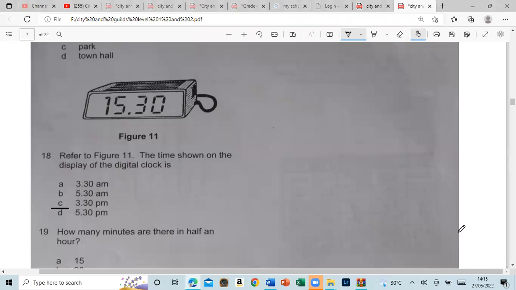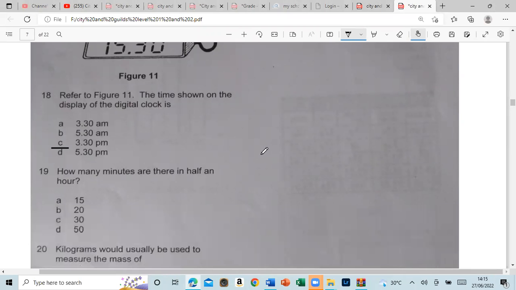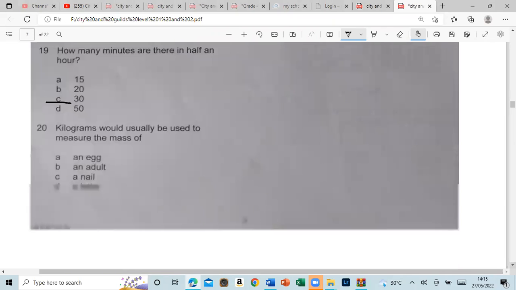3:30 p.m., right? How many minutes are there in half an hour? So let's reason. How many minutes are there in half an hour? That would be 30 minutes, right? 1 hour is 60 minutes, half is 30. 20 kilograms would usually be used to measure the mass of an adult male.